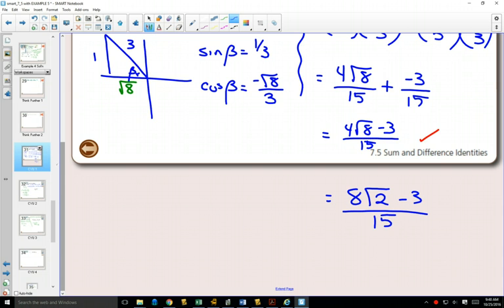Okay, we're going to take some time to practice these double triangle questions. 8 and 13.